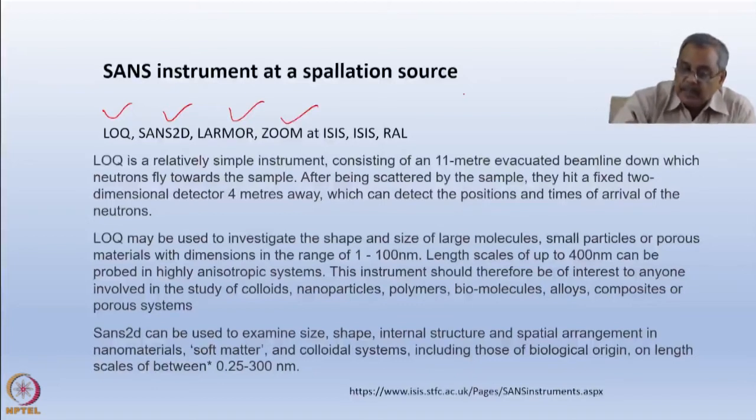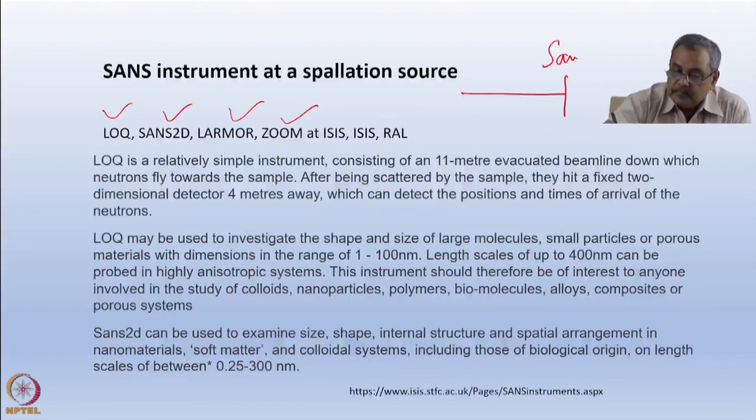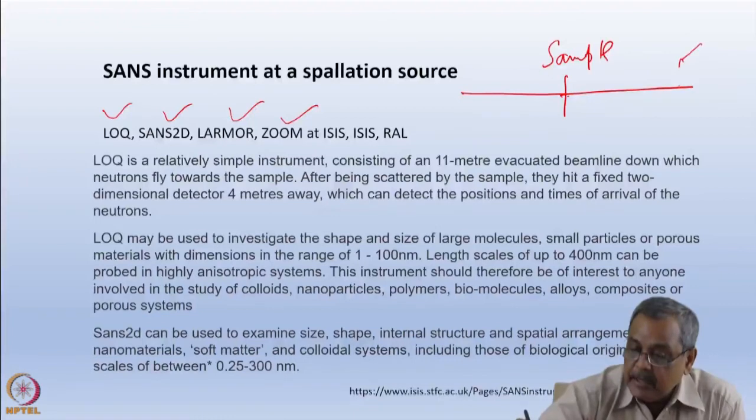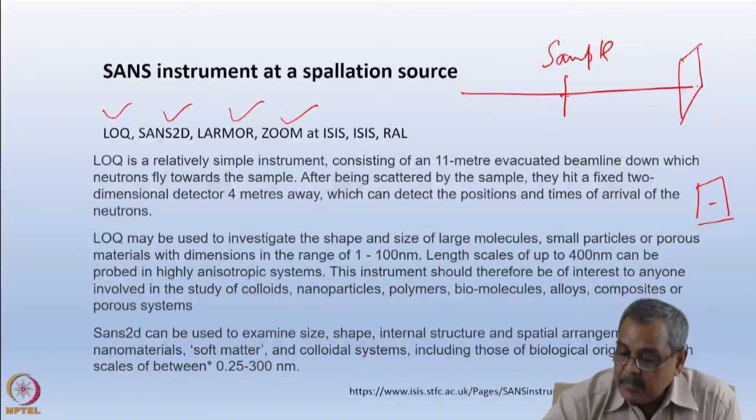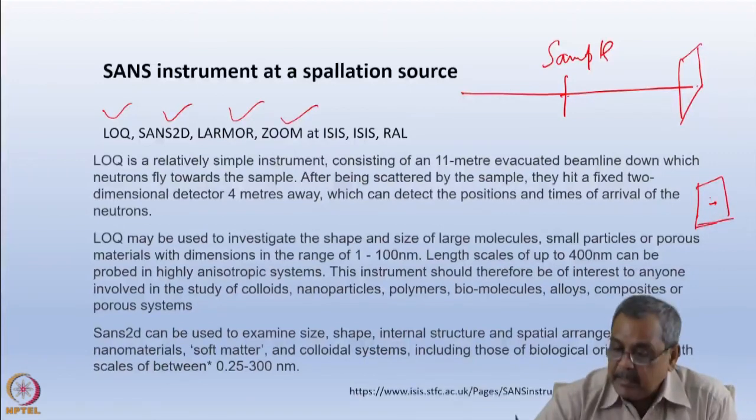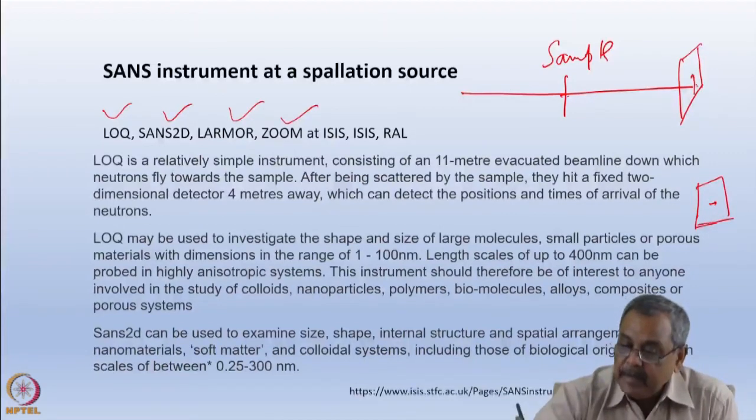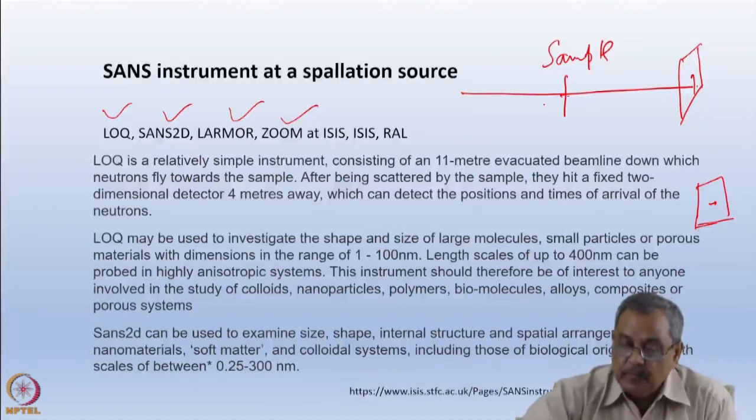So there's a long flight path before the sample, and after the sample you have a long flight path. Because the farther you take your detector, if I put a two-dimensional detector, the small Q scattered data will be well separated from the direct beam if you can go farther apart.